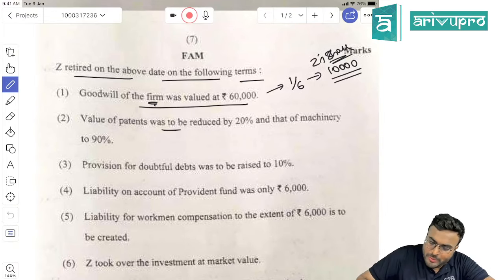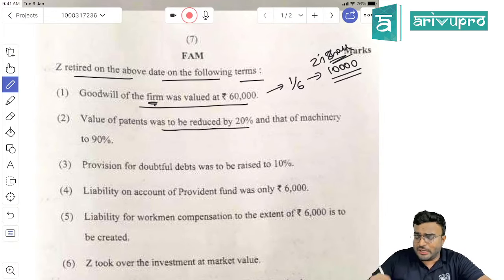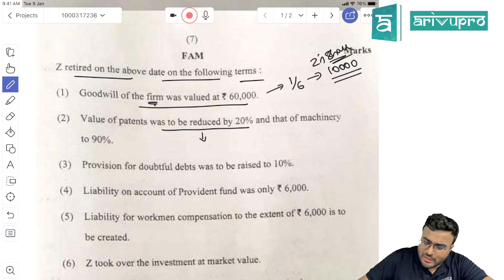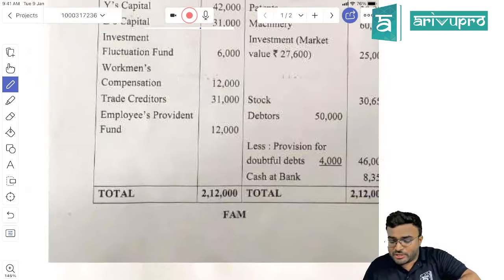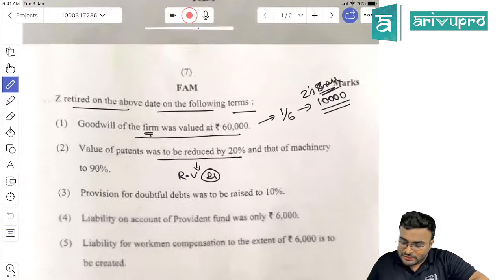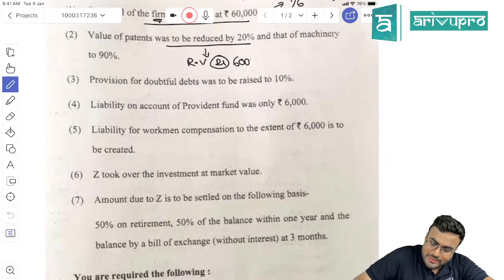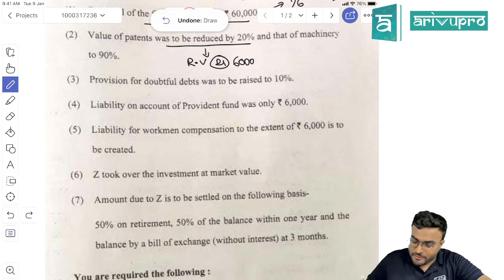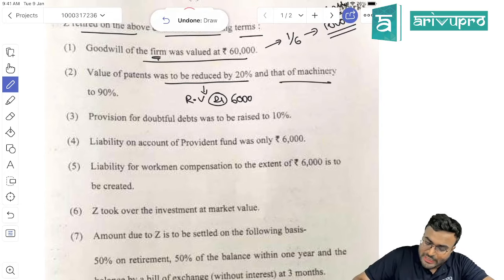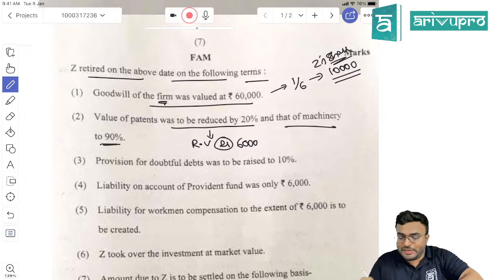Value of patents to be reduced by 20%. So 20% you're going to reduce. Revaluation account will be debited, for 30,000 into 20%, 6,000 is the reduction in the value of patents. Next, that of machinery to 90%. Machinery you're going to bring to 90%.